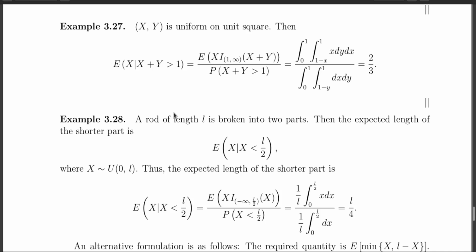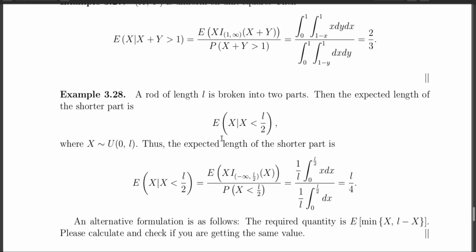Okay, let us see another example. Suppose a rod of length L is broken into two parts, then what is the expected length of the shorter part? Now when I divide a rod of length L into two parts, the shorter part will have a length less than or equal to L by 2, right? So that means I need to find out the expectation of X where X is less than L by 2. Here this formulation is okay.